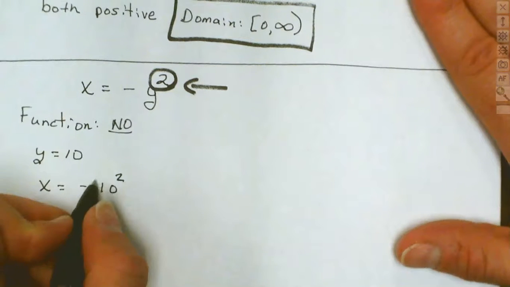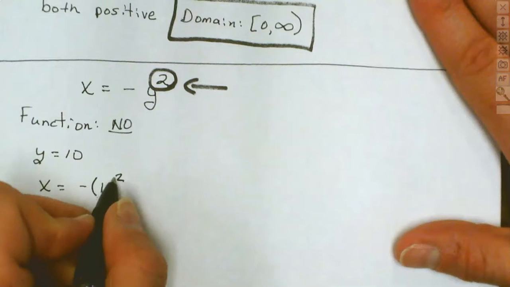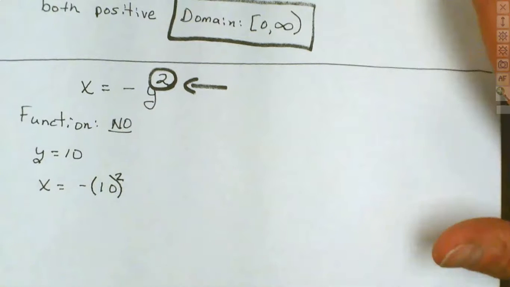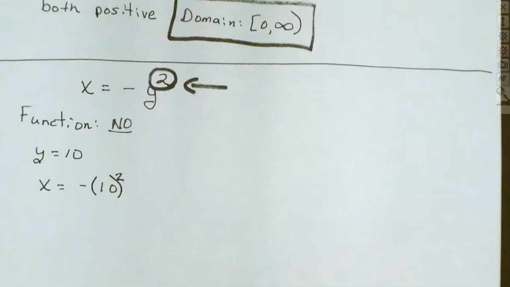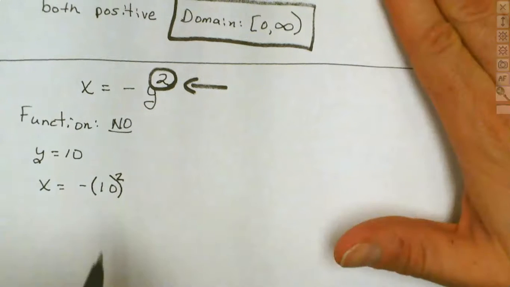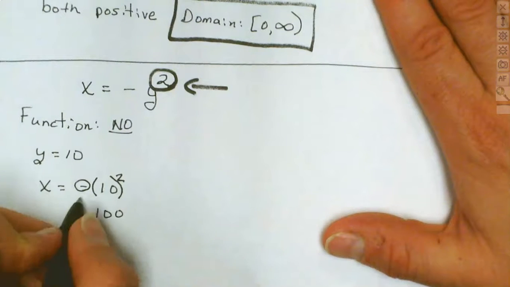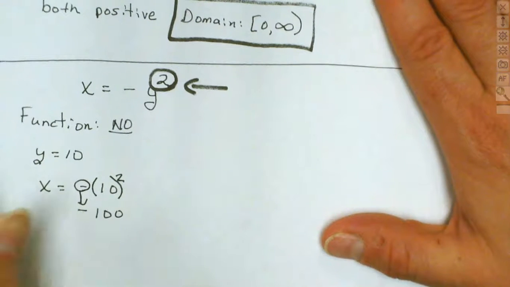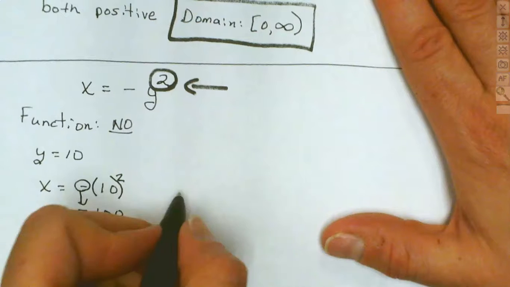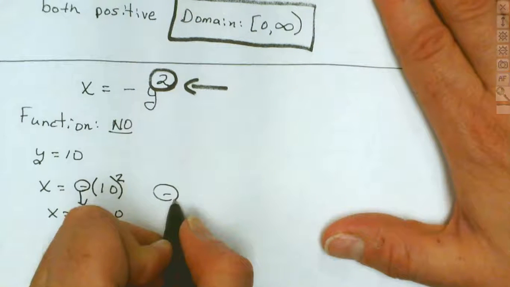And if it makes it easier to keep track of things, you could put parentheses around that 10, just so you don't make a mistake with that negative. Notice that negative is in front of the parentheses. So 10 squared. What's 10 squared? 100, and what's in front of it still? So we just bring that negative down. So that would make that one negative.